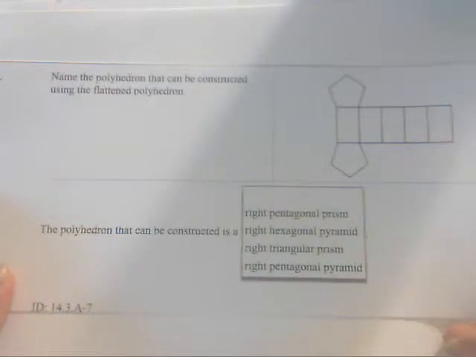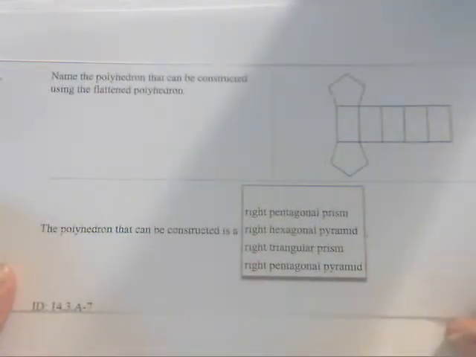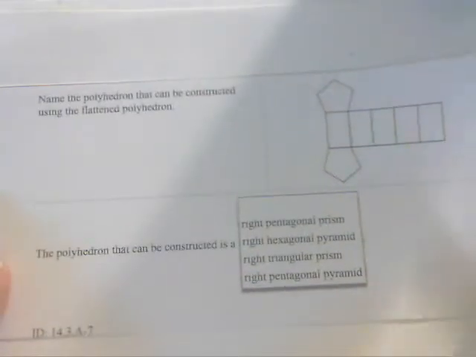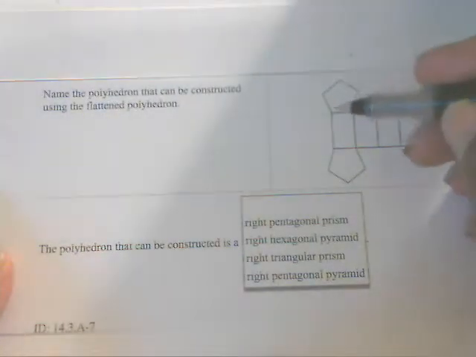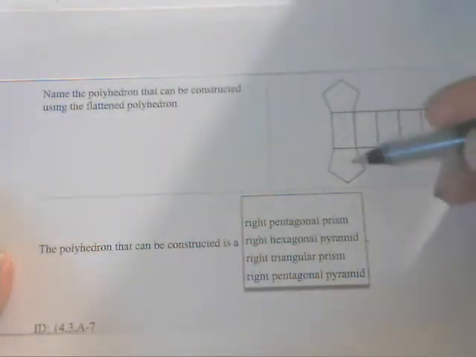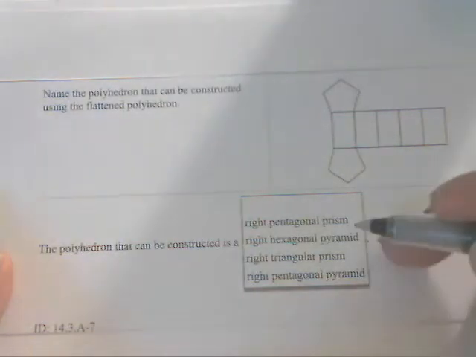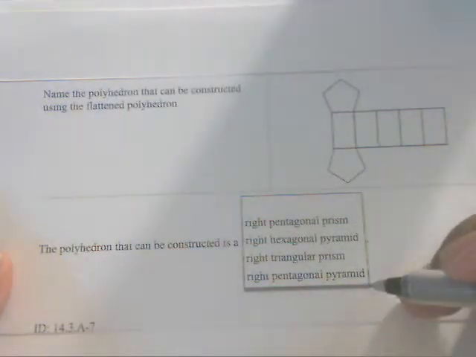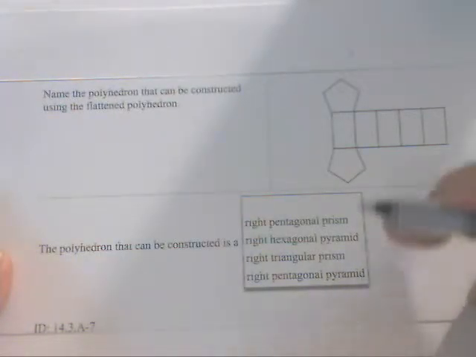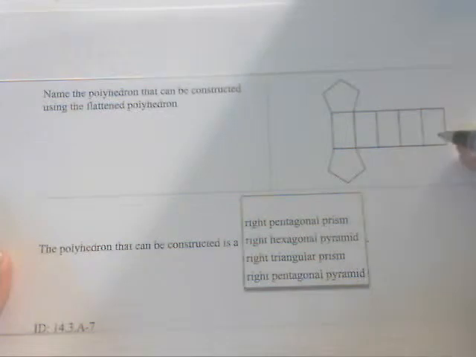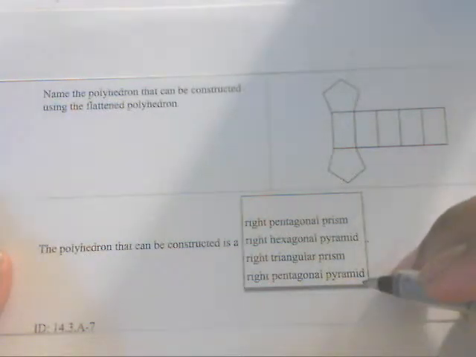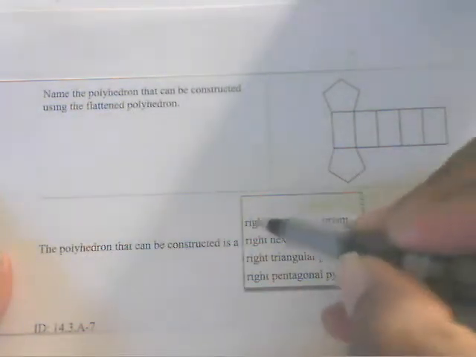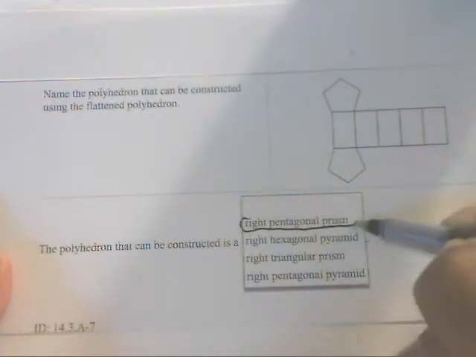Okay, here's the next problem. Name the polyhedron that can be constructed using the flattened polyhedron. Okay, I see right here a pentagon. So it's either going to be a right pentagonal prism or a right pentagonal pyramid. For us to have a pyramid, we have to have triangles here. Notice here we have rectangles. So it can't be a right pentagonal pyramid. It must be a right pentagonal prism.